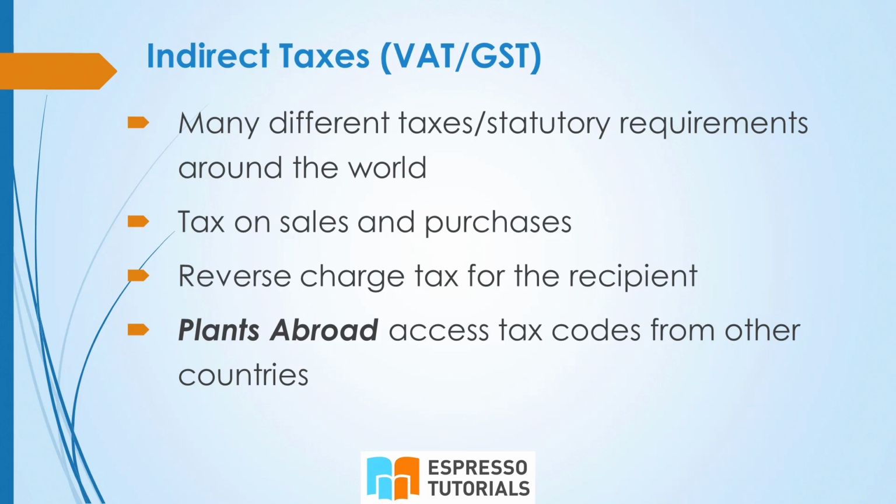You may have heard of plants abroad. Where this is implemented, it allows a company code in one country to use tax codes from another country. For example, if a German company code has a warehouse in France, although the warehouse belongs to the German company code, it may have to register and pay French taxes, for example when goods are shipped directly from the French warehouse to the French customer.